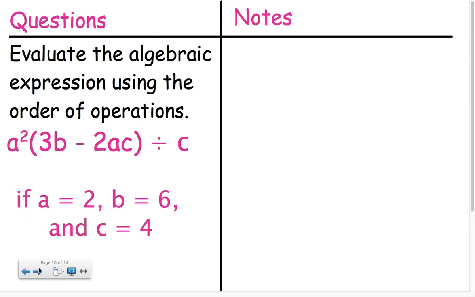Evaluate the algebraic expression using the order of operations. Now remember that an expression does not have an equal sign, so that's why you'll see in our example a problem that does not have any equal signs in it. The first thing I'm going to do, since I'm given a problem with all variables, but I'm also given values for those variables below, I'm going to replace each variable with the value that is given. So A is 2, so 2 squared.